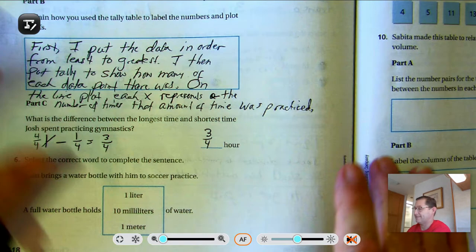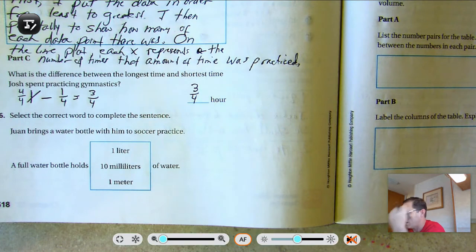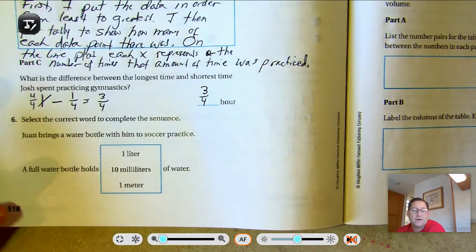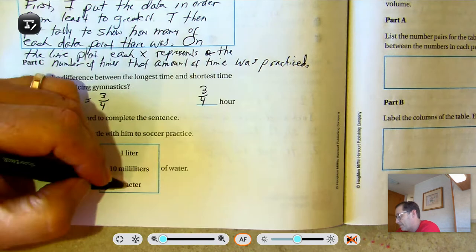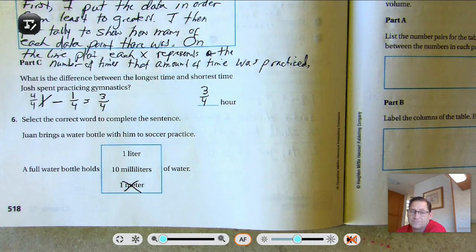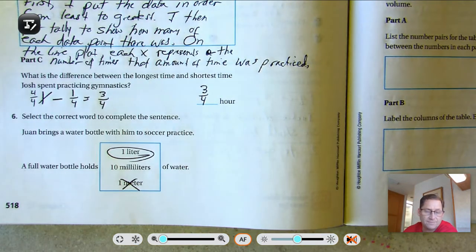Select the word to complete the sentence for number 6. Juan brings a water bottle with him to soccer practice. A full water bottle holds. Okay, well, it can't be a meter. That's distance. So it's either 10 milliliters or 1 liter. 10 milliliters, that's like 10 drops of liquid. It's got to be a liter.